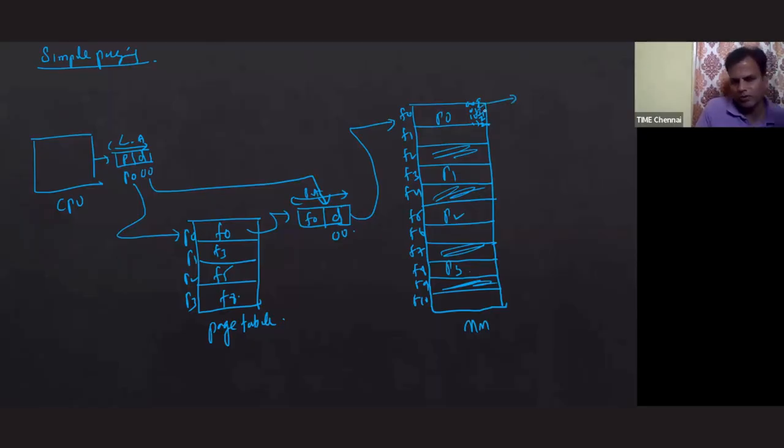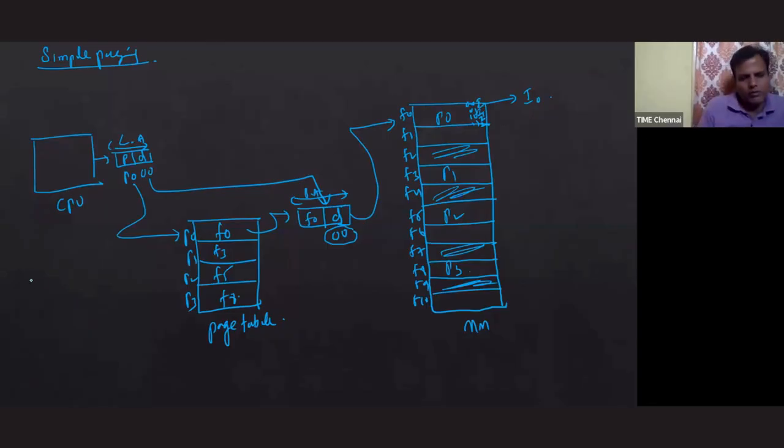So reach the frame number 0, and inside that frame number 0, you have the 4 instructions. Which word or instruction you want to access is indicated by this one, that is 00. So that means the answer is I0. So this is simple paging architecture. Okay, fine.